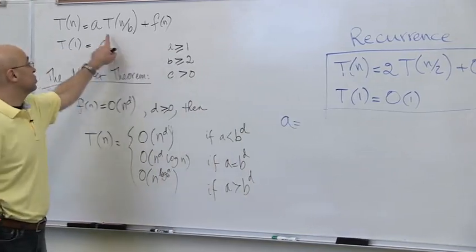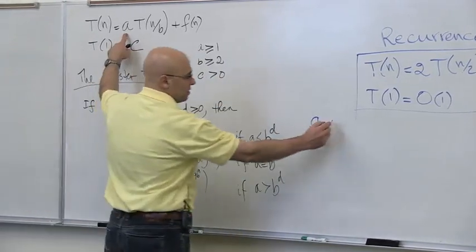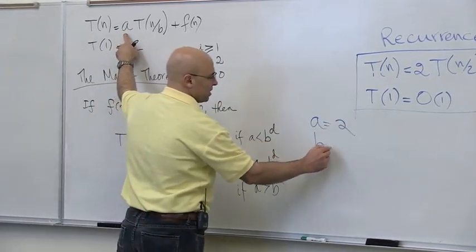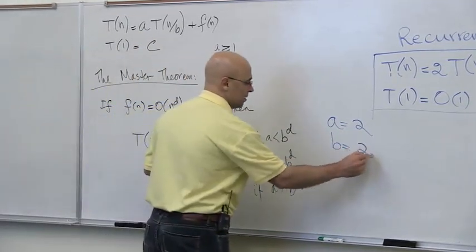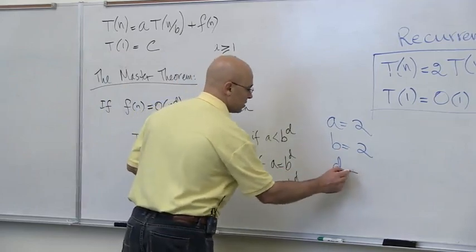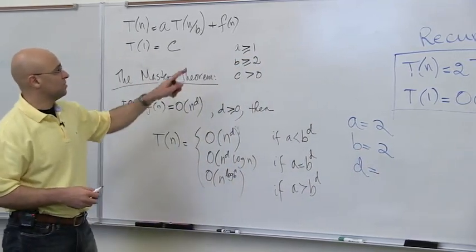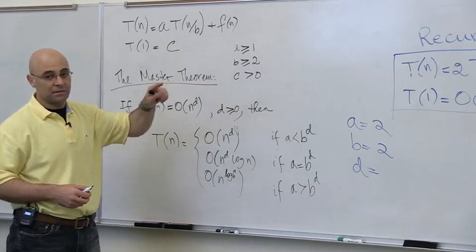The value of a is 2, because we solve both subproblems. What is the value of b? How many subproblems do we divide our problem into? It is 2. What is the value of d? How long did the algorithm take to do the merge? It is O of n.